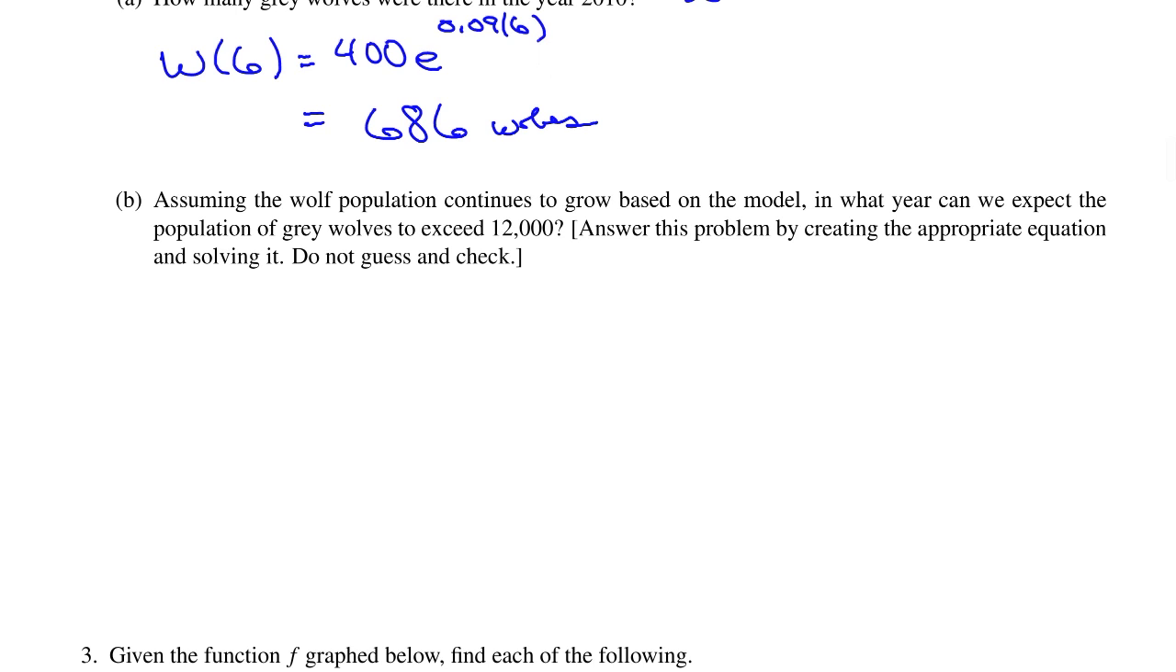Question B, assuming the wolf population continues to grow based on the model, in what year can we expect the population of gray wolves to exceed 12,000? So we're just going to set it equal.